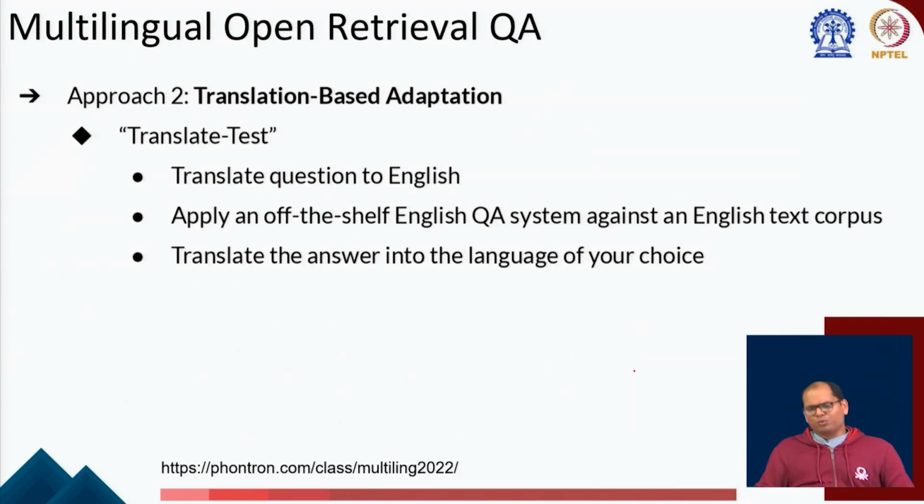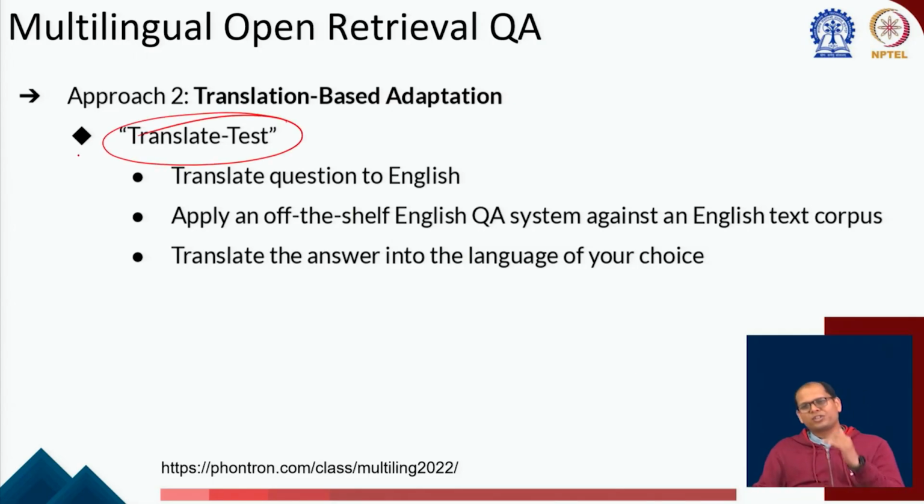But there can be other approaches. For example, you can adapt using translation. So you can also do translation of the data. Now, what will you translate? Right now at test time your question is coming in Tamil, and you want the answer in Tamil. So one thing you can do is to simply translate the test part. That is called translate test.